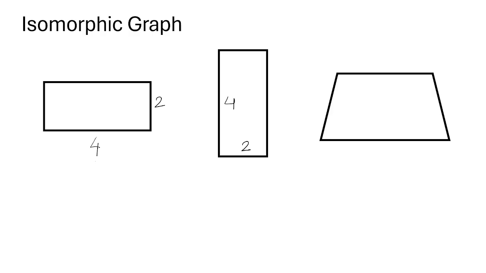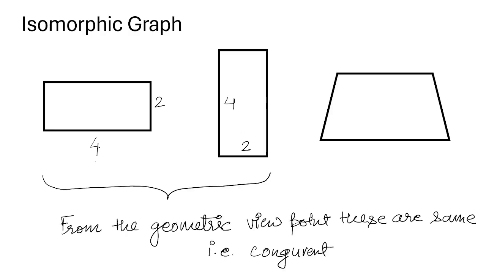Now if you look at this particular slide, you can see that these two figures, the first one and the second one, are congruent figures, and they are nothing but the same. Congruency means the same. Whereas this particular figure is entirely different in comparison to those. So from the geometric point of view, only the first two are the same, whereas the third one is entirely different.